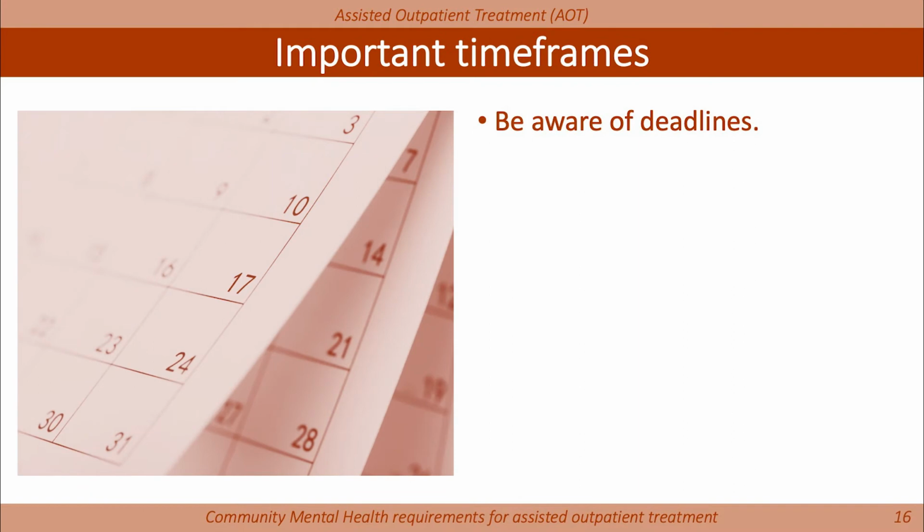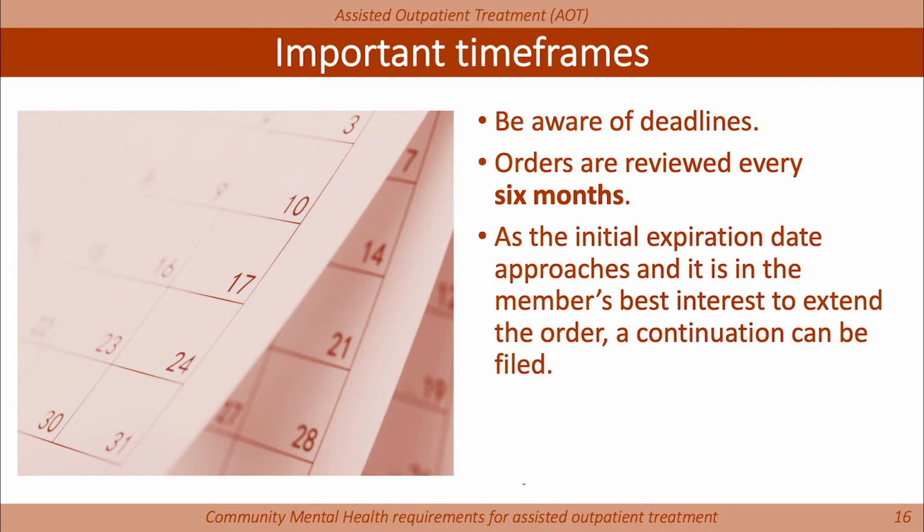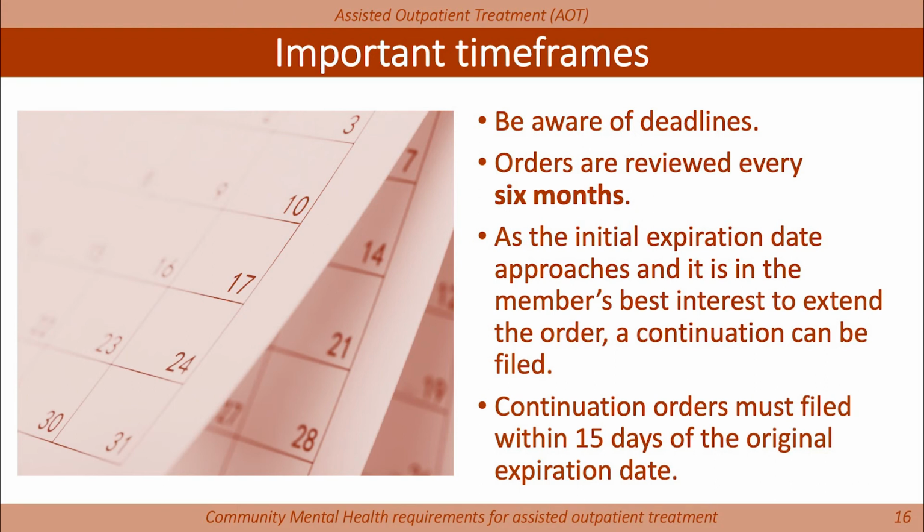Please be aware of these days. Orders are reviewed every 6 months. So that's why I say pay attention to the days, because they will come up very quickly and you'll look and you have a report that's due to the court and you get lost because the days come up very, very quickly, especially for those combined orders. As the member gets closer to the expiration date of their initial order and you want to continue that treatment momentum, it'll be in the member's best interest to file a continuation order. A second order must be filed within around 15 days of the original expiration date of the 180-day initial order.